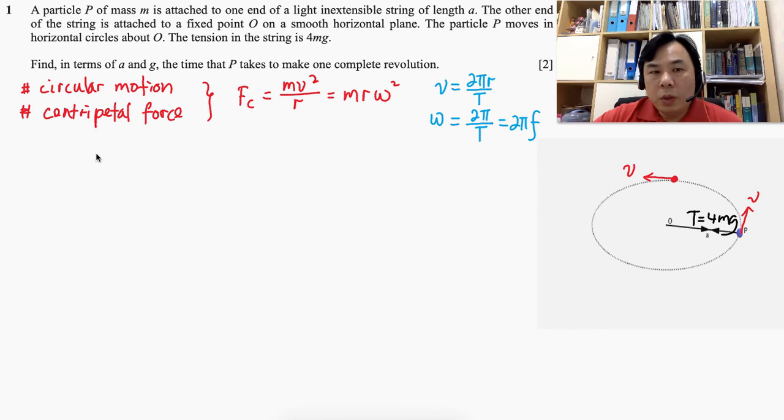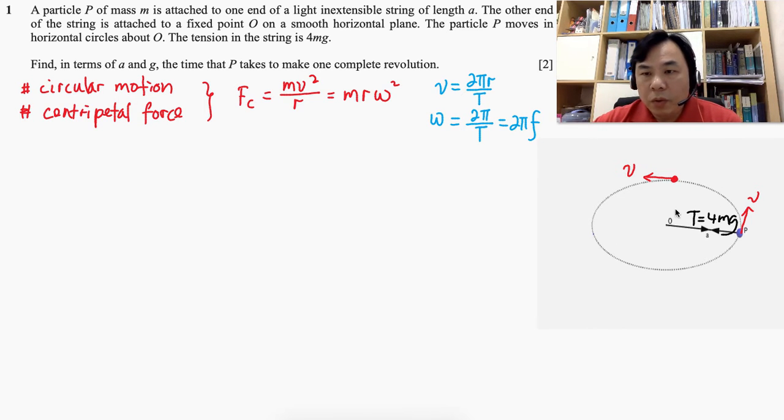Now we know that it involves centripetal force. You have to ask yourself one very important question: what is the physical force that actually provides the centripetal force? The physical force we are looking at is the resultant force. What is the resultant force involved in this mechanics?